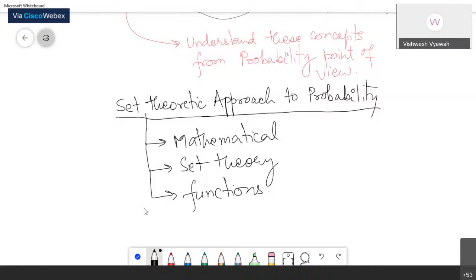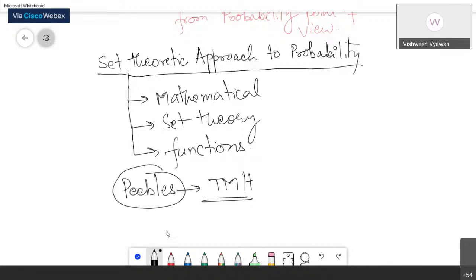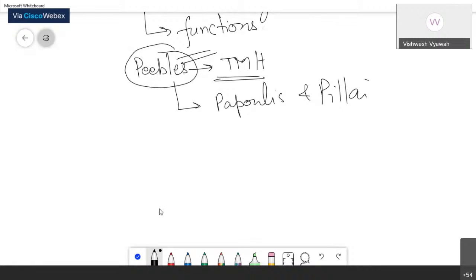The book that I'm going to follow is by Peebles, published by TMH. It's a very good book. There are other books available also; Papoulis and Pillai is also one of the famous books. But I am going to follow this book, which is very good, and I found it very interesting for explaining these concepts.